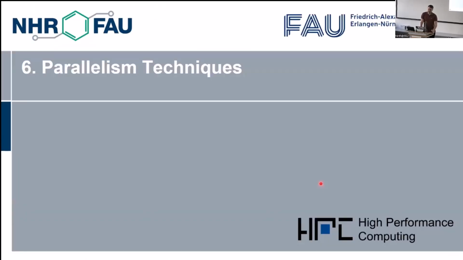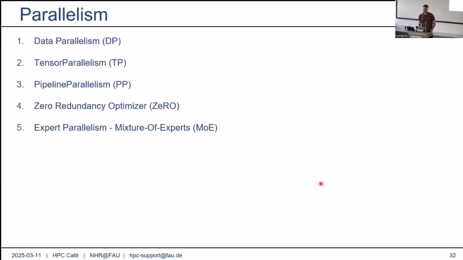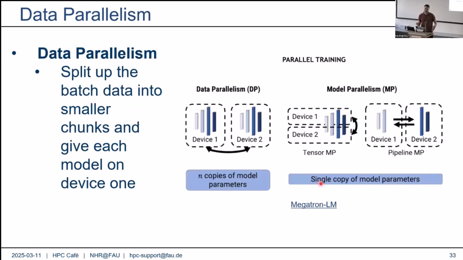Now, let's get to something that is very important for training models on our HPC systems. We need parallelism, because those models can easily be bigger while training than the VRAM of one single GPU. And that's why we look into this. First, we have a parallelization technique, which is the most simple one. So in this case, we see a model fits into each device, and we split up the data into smaller chunks and give each model on the device one of those chunks.